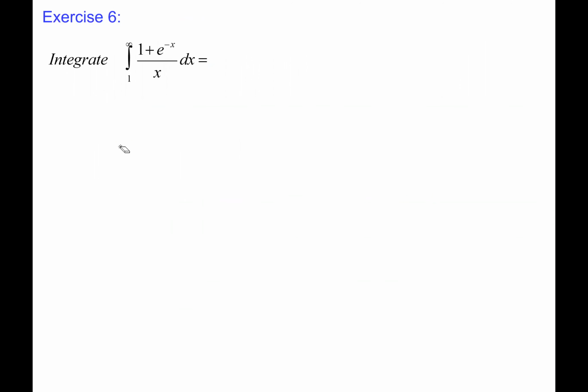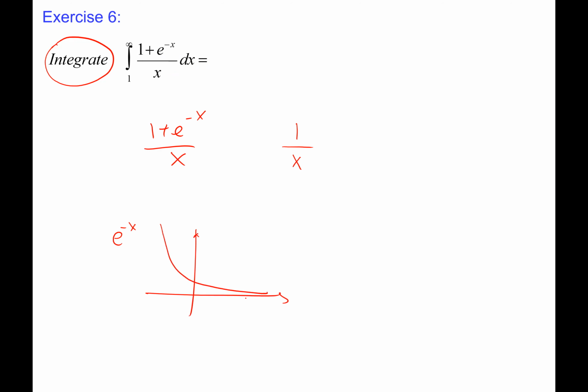Okay, let's see this one. Maybe I shouldn't put integrate. I should put determine whether the integral is convergent or divergent, because I don't think we can really get a number if it is convergent. Improper integral from 1 to infinity of 1 plus e to the negative x over x. What I see is a function like this one, and I can keep x and I can keep 1, and the function e to the negative x behaves like that. That means eventually when x is huge, this is 0.